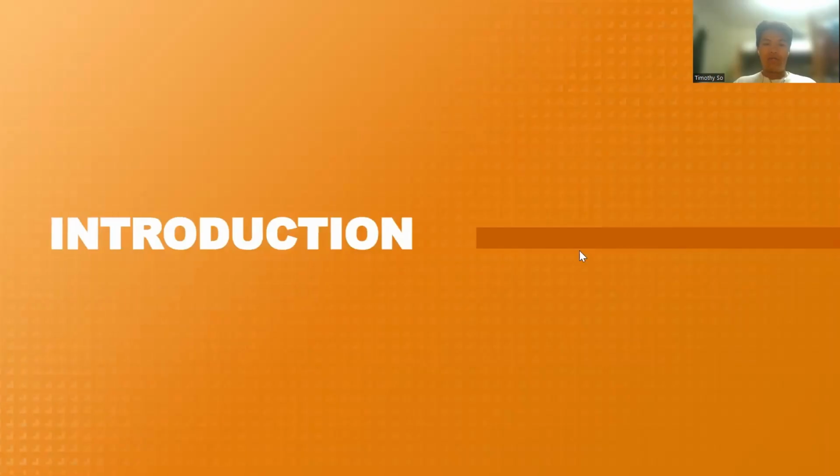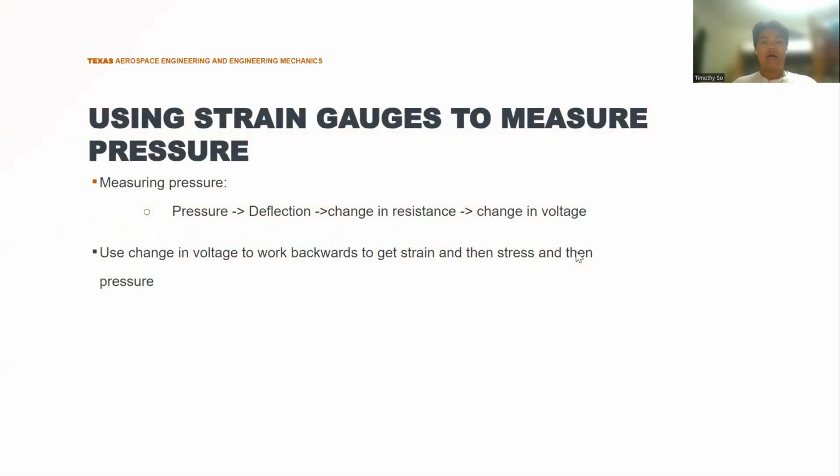So, introduction. In this lab, our premise is to use the strain gauge to measure pressure in a vessel and in an opening soda can. So when we're measuring pressure, how does that work? Pressure is a physical phenomenon that causes a physical deflection on whatever vessel it's in.